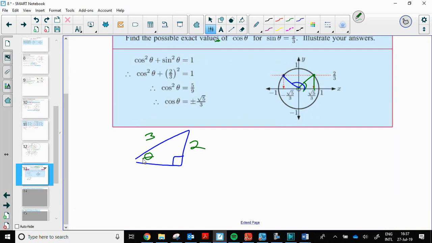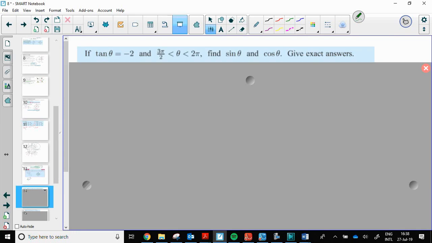From there, we can deduce with the Pythagorean theorem that the adjacent side needs to be the square root of 5, and therefore the cosine of that angle will be the square root of 5 over 3. And then we just have to remember, hey, it could be positive or negative, so keep both answers. Some problems are a little bit more exciting.